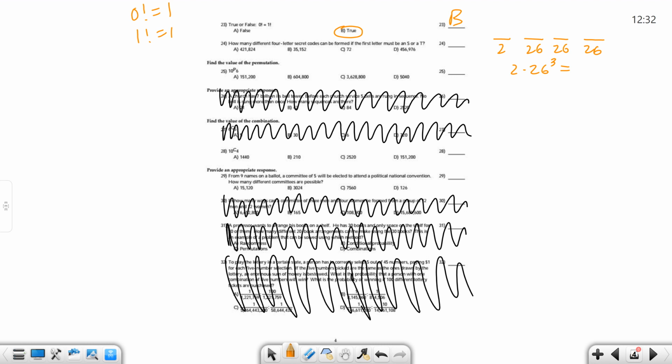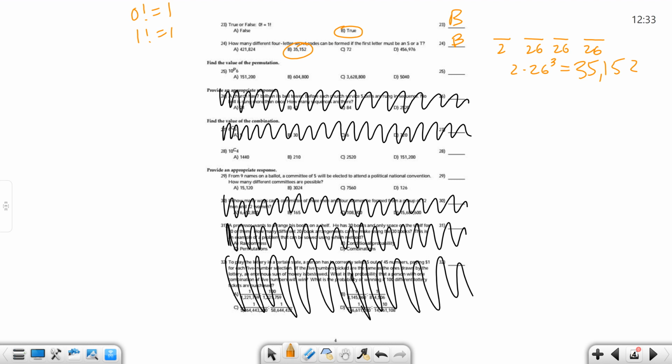I don't know what 26 cubed is, y'all. I know what 26 squared is. Don't know what 26 cubed is. So somewhere I have a power button here for the cubed. So 35,000. Is that an answer? That's not an answer, is it? Yeah, it is. 24. So 35,152 of these things. So B, 35,152 of these secret 4-letter codes if the first letter is an S or a T, because you only had 2 choices for the first letter and then 26 for each of the others.